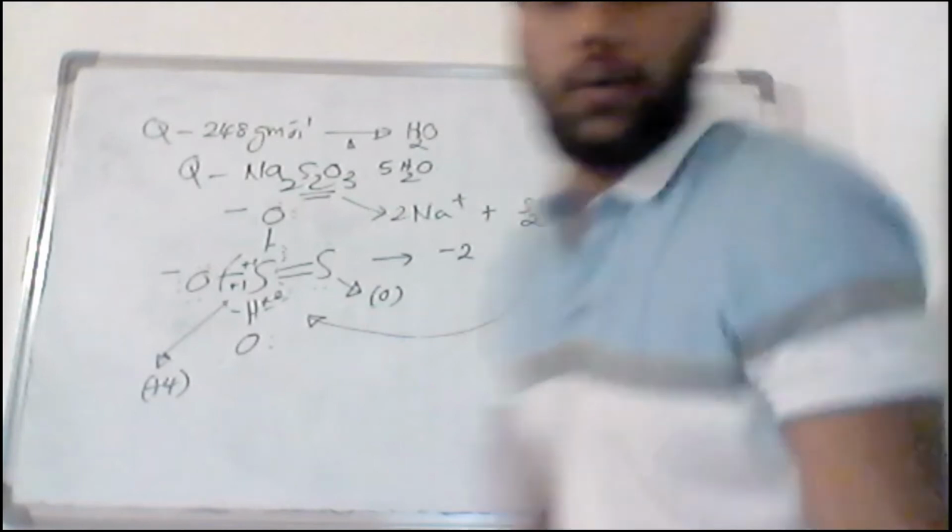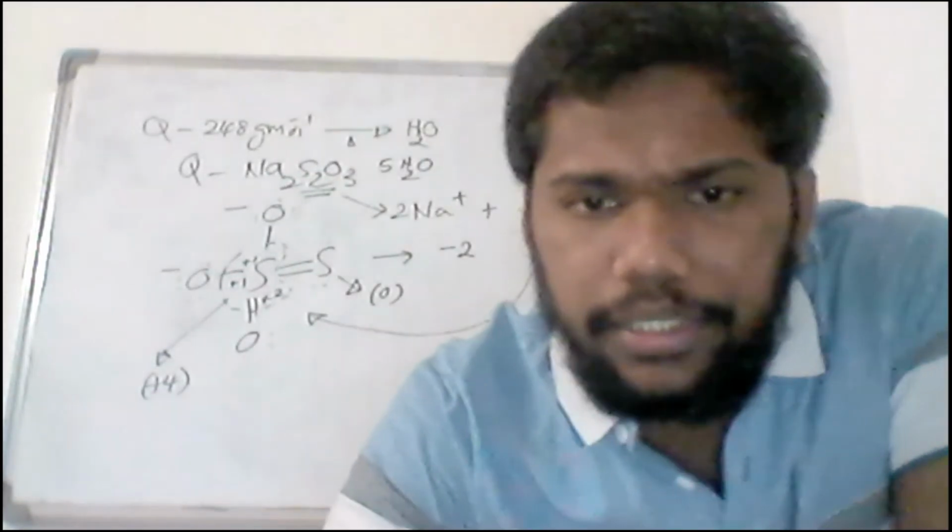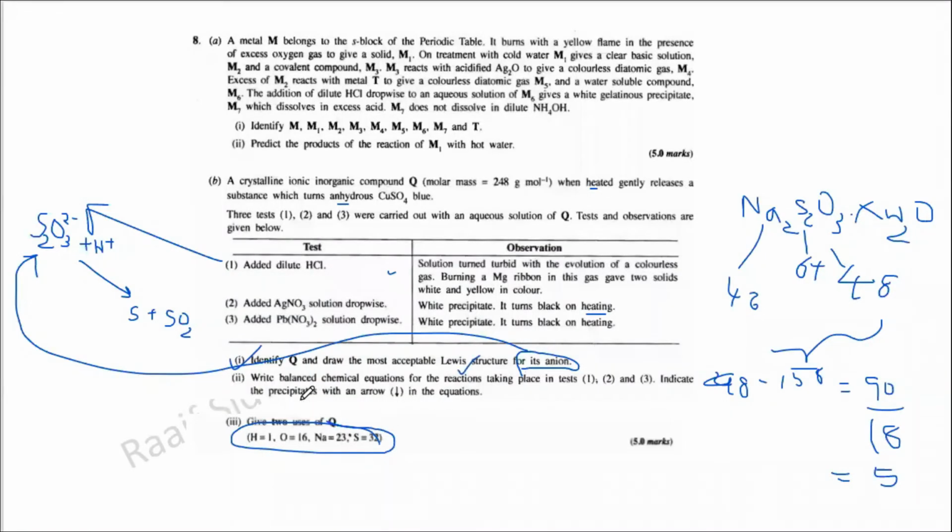Okay, so moving on. So we have drawn the Lewis structure. Now write the balanced chemical equation for the reaction that takes place in test 1, 2, 3. Indicate the precipitates with an arrow in the equation. So don't forget, if they have mentioned what to do, you have to do that. Here they have said to indicate the precipitate using an arrow. So you don't need to use solid here or show any other thing. You just show the precipitate using arrows.